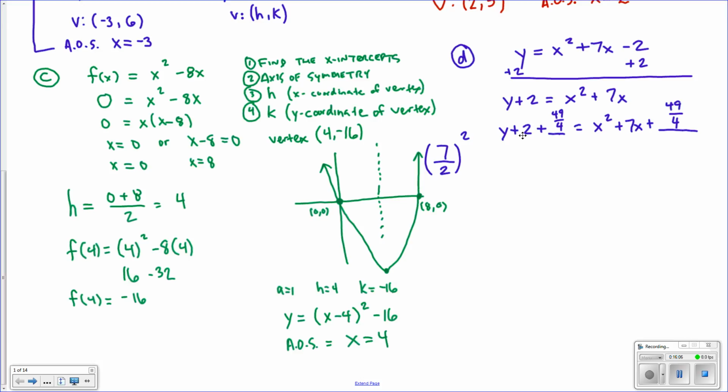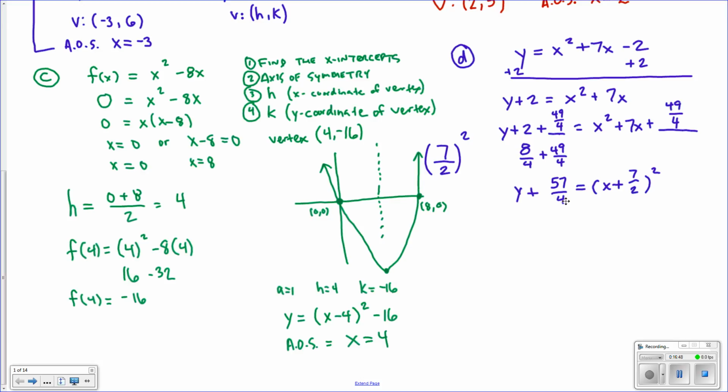The next step, we need to combine our like terms here. So we have 2 and 49 fourths, which is the same thing as 8 fourths plus 49 fourths. And that's going to give us 57 fourths. And that equals, on the other side, we can factor this now. It should end up being x plus either half of this or the square root of this. So x plus 7 halves squared.